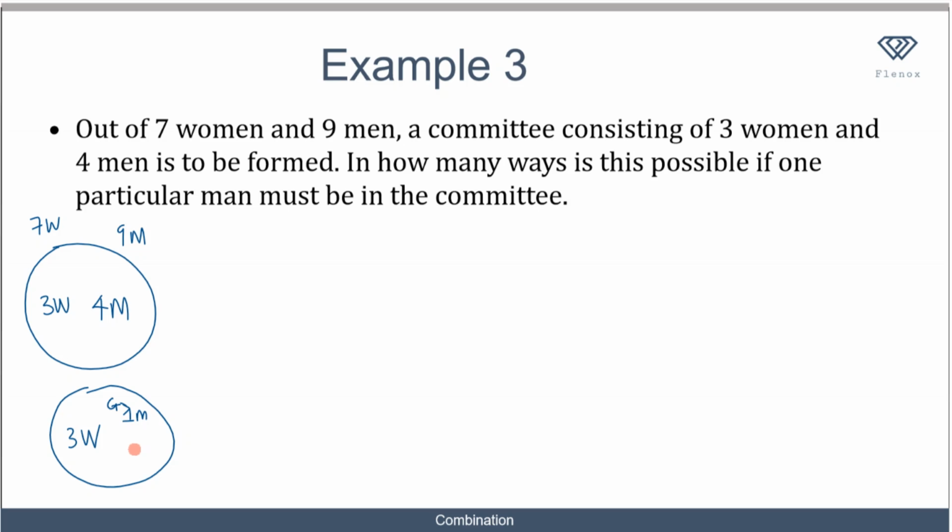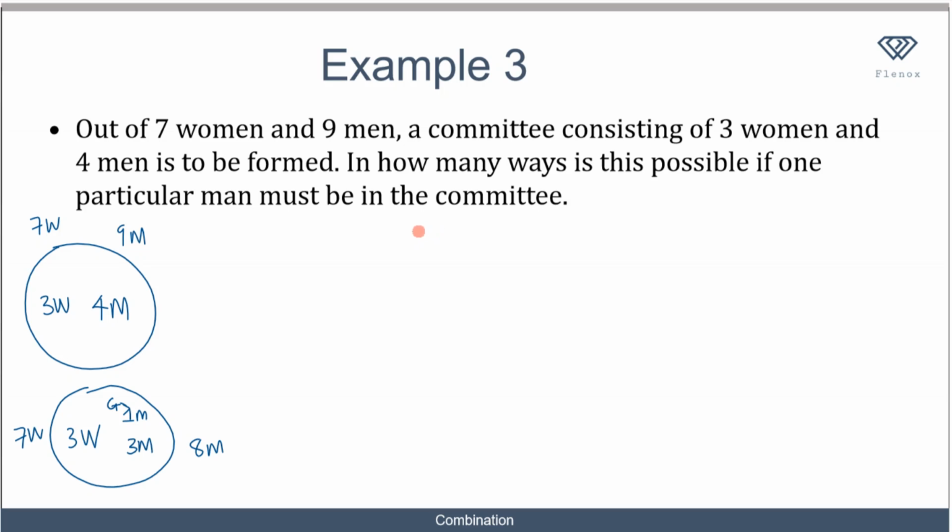So what am I left with? That means I'm only looking for 3 men now, because one of those men, his position has already been guaranteed. So I'm going to select 3 women from 7 women, and now I'm going to select the remaining 3 men from how many men? Since one of them has had his position guaranteed, I'm going to remove 1 from it. So I'm just going to be left with what? 8 men. So the task now is to select 3 women from 7 women and to select 3 men from 8 men, because one of those men, his position has already been guaranteed.